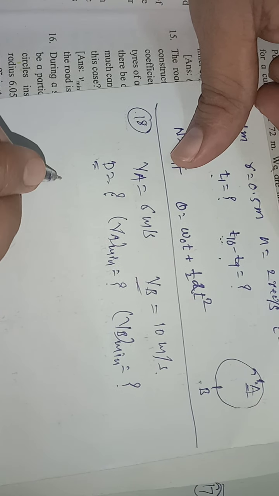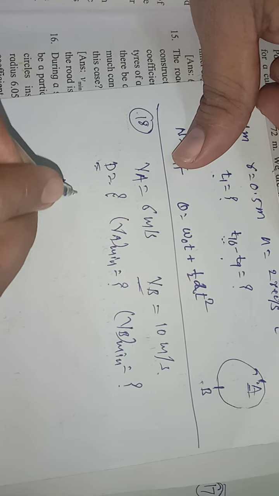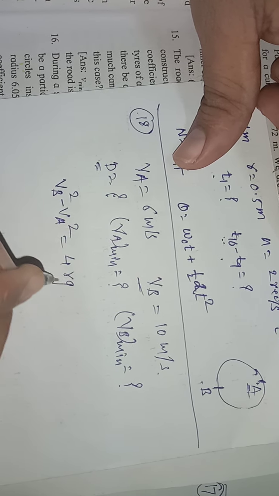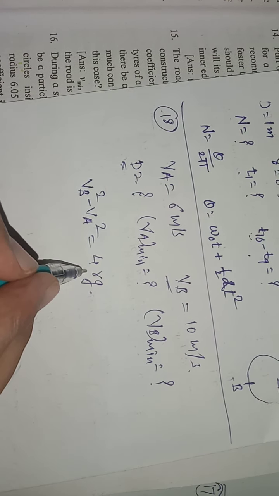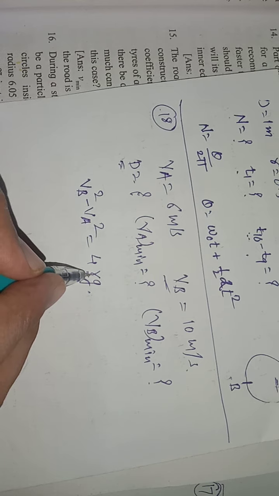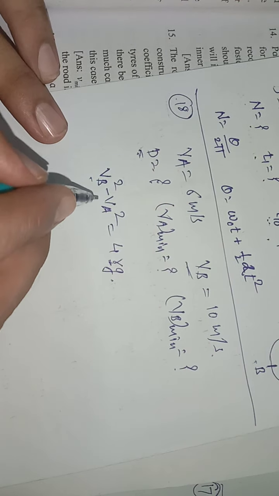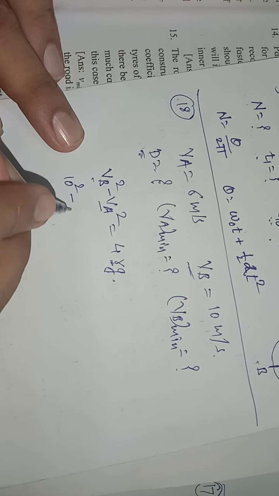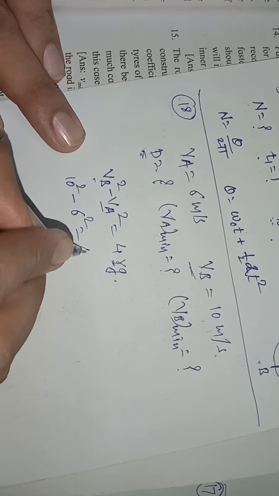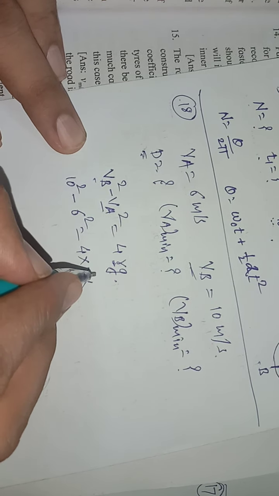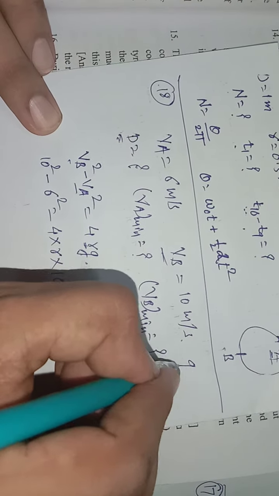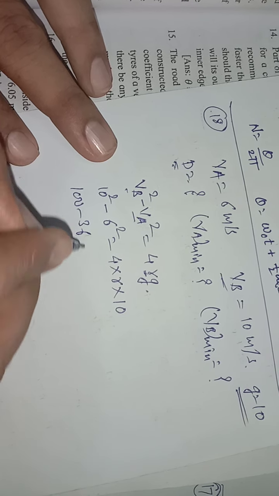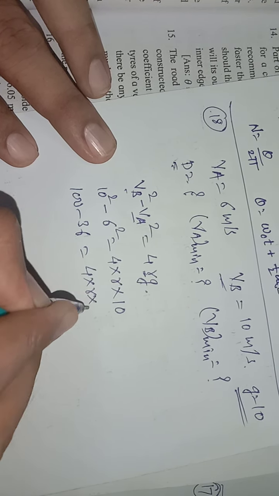So we know the formula, final velocity: phi b square minus phi a square is equal to 4rg. From that formula we can determine the radius r, and 2 into r is the diameter. So phi b is given, phi a is also given, g we also know. So phi b is 10 square minus phi a is 6 square is equal to 4 into r into 10, where g is equal to 10. So 100 minus 36 is equal to 4 into r into 10.